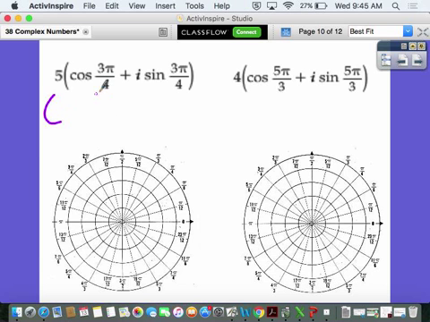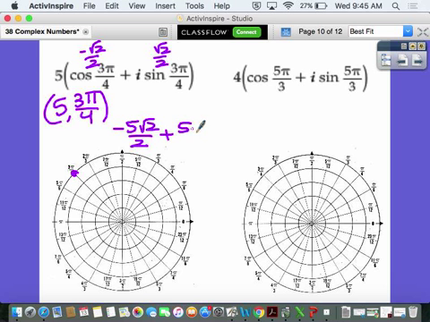Here we go. What was the point that you plotted? 5, 3 pi over 4. So I need to be on the 5th ring at 3 pi over 4, which is right here. So 1, 2, 3, 4, 5. There it was. And then you had to convert. What's the cosine of 3 pi over 4? Negative root 2 over 2. And sine of 3 pi over 4? Root 2 over 2. So when you distribute, you should have negative 5 root 2 over 2 plus 5 root 2 over 2 with the i. The i will go in between the 5 and the radical.